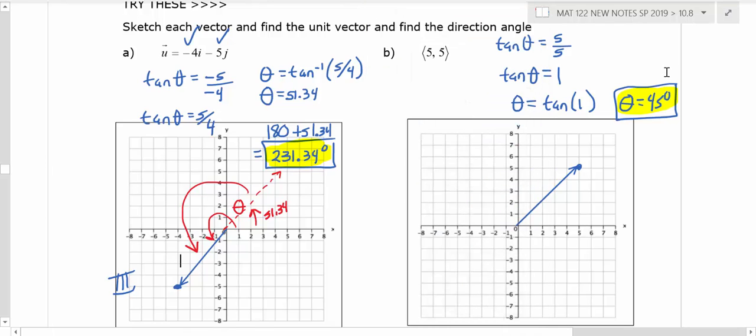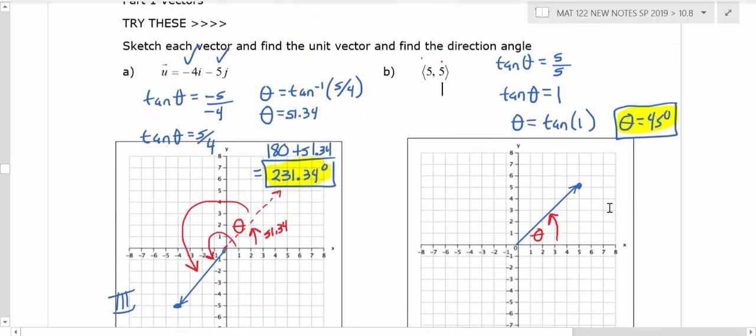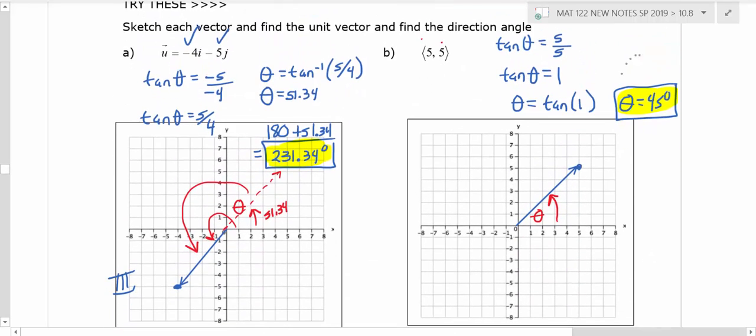The next one is real simple. You just go to the right 5, up 5 for your vector. This would be your direction angle there. For this one, you formulate the ratio 5/5. The tangent is 1, and if you do the inverse tangent of 1, you will get 45. So this one's in quadrant 1, and there's very little doubt about what that angle is if you're in quadrant 1.